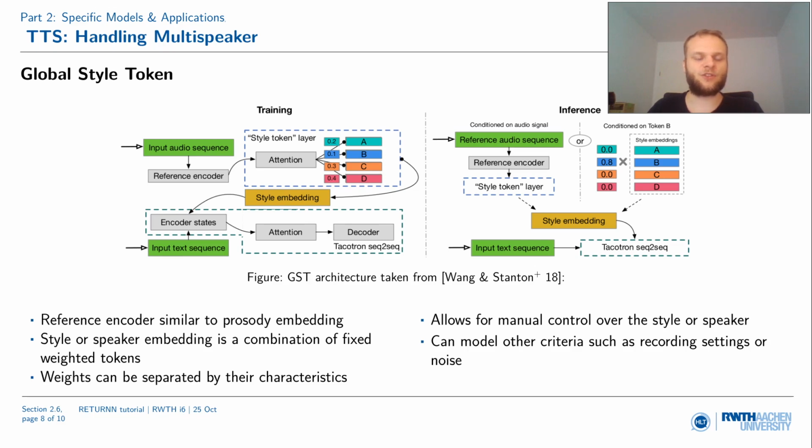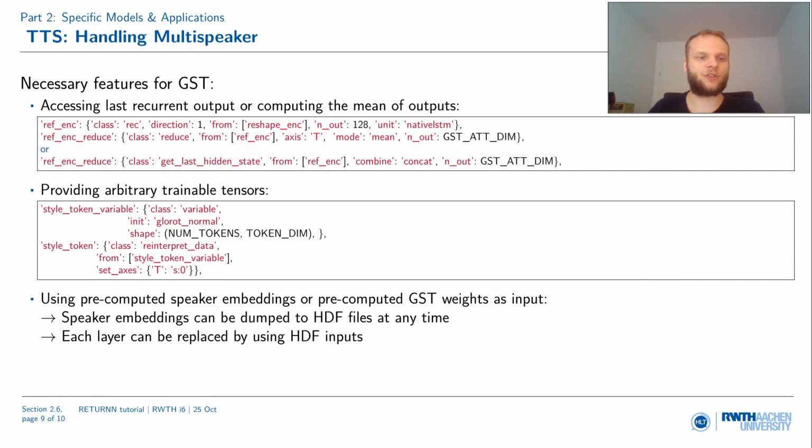So to implement the reference encoder, which is based on convolutions and an LSTM, we do not need any specific new layers in RETURNN. But for example, for getting the final state to feed in the attention, we can use either a reduce mean layer, where we then take the mean over the time masked LSTM states, or we can just use the last hidden state of the LSTM. So this kind of layers need to exist to implement the global style tokens. Also, we need a variable layer, where we can define how many tokens we have and what is the dimension of the tokens. And in RETURNN, we also need an additional reinterpret data layer, where we define which axis is used to apply the attention mechanism on.